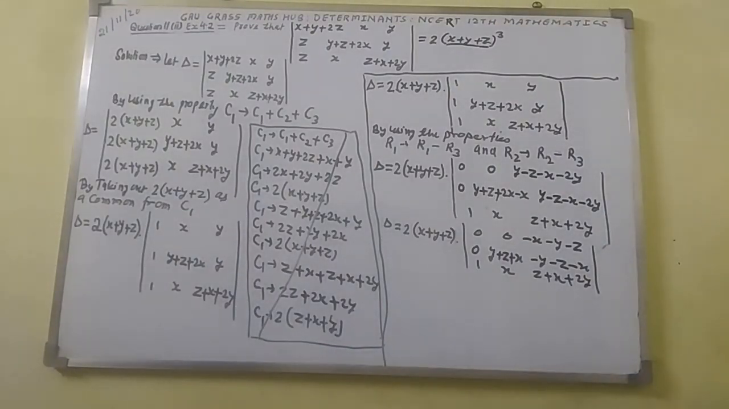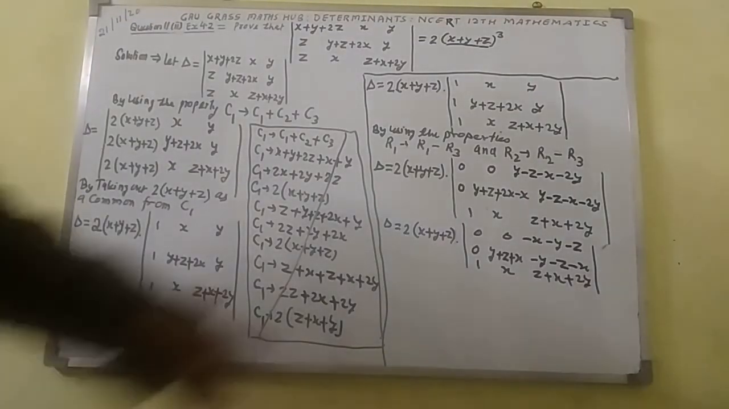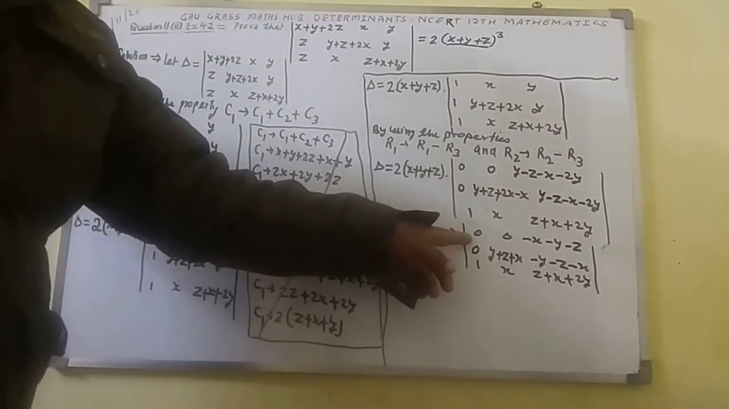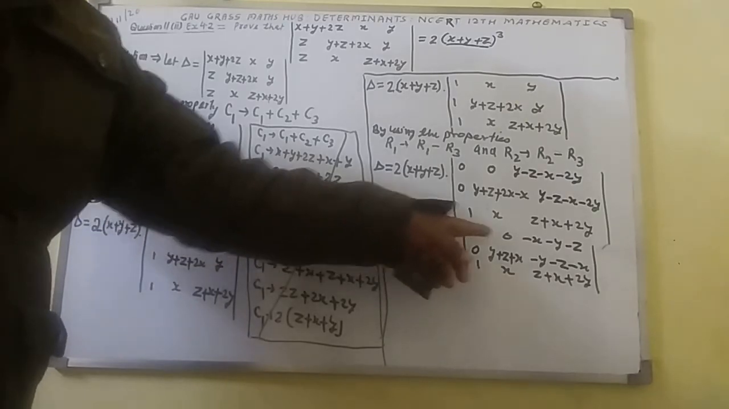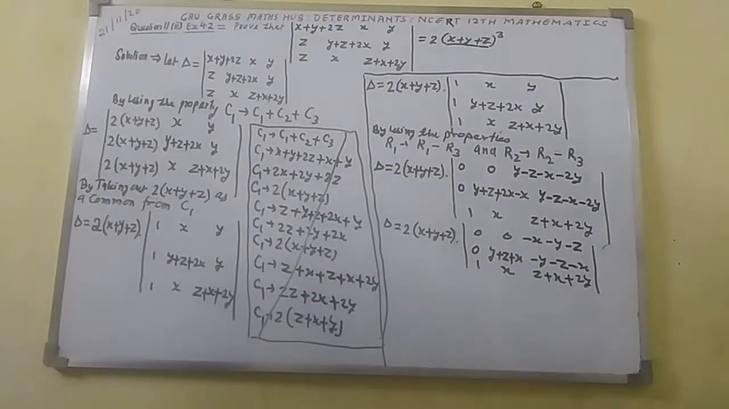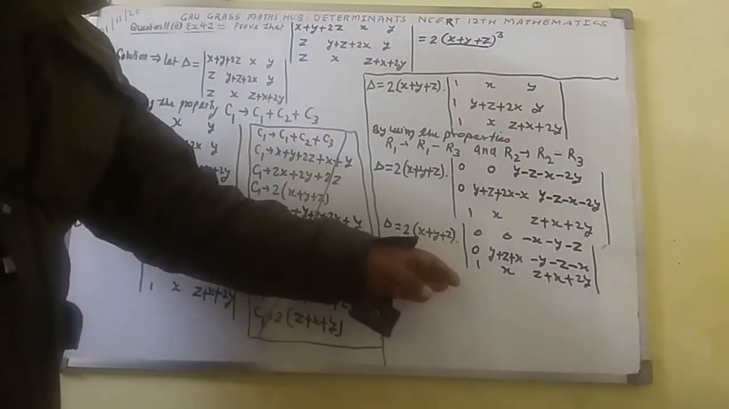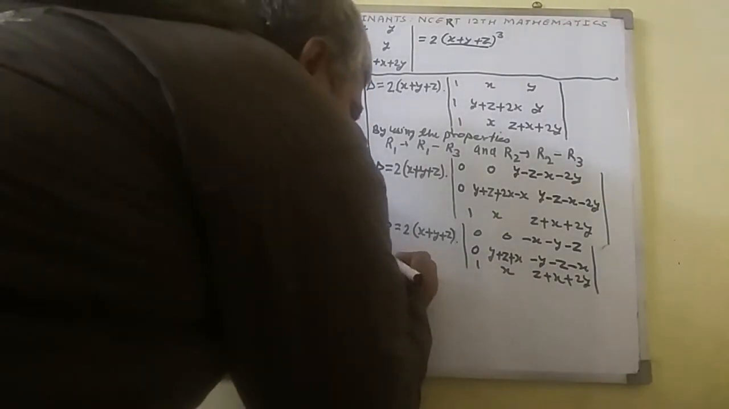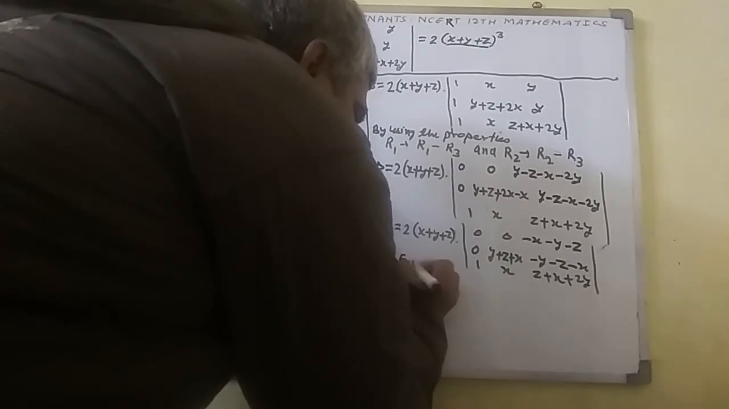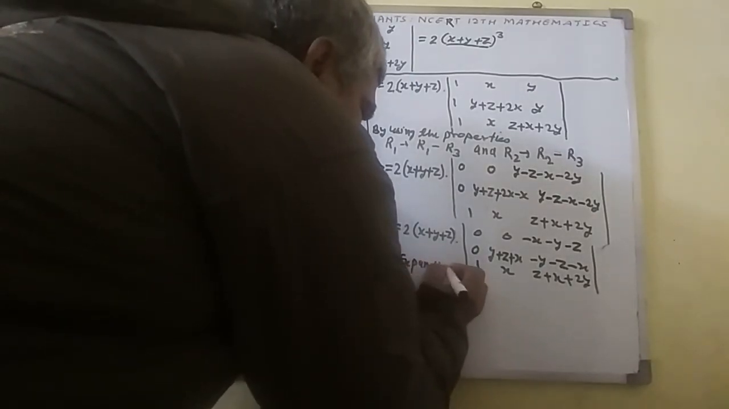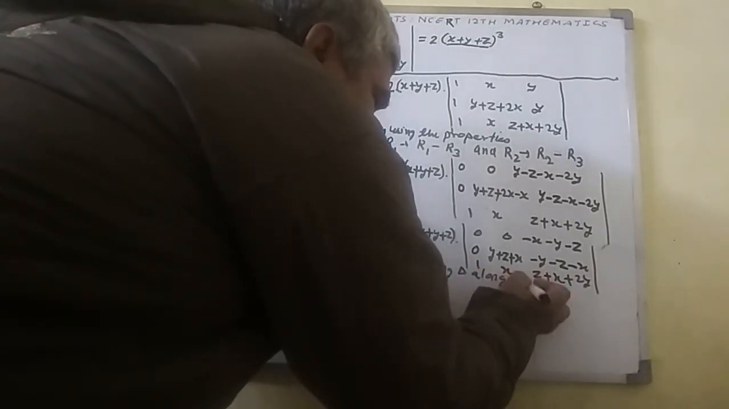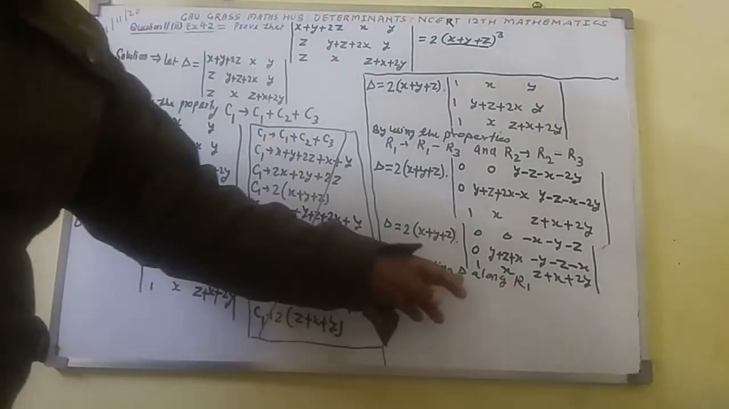Now what will we do next? Here you can see in this determinant, the first row has the maximum zeros, that is 2. So here I shall expand this determinant along first row. So here I shall write: on expanding determinant along R1.